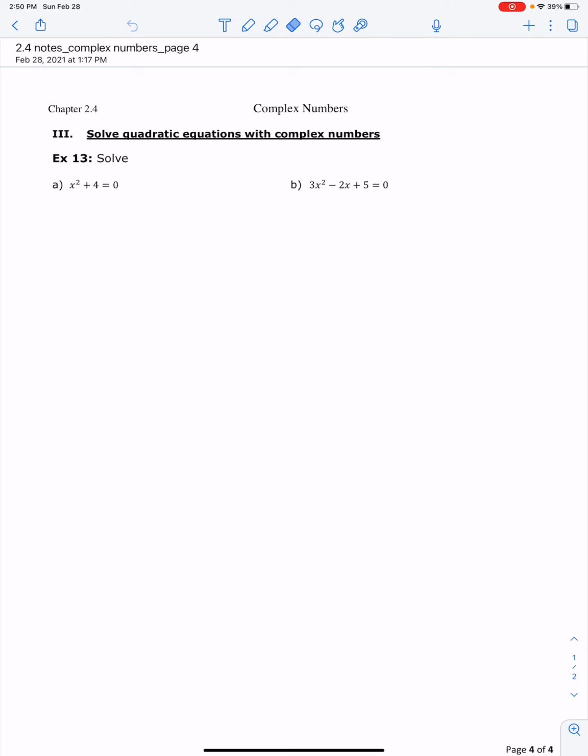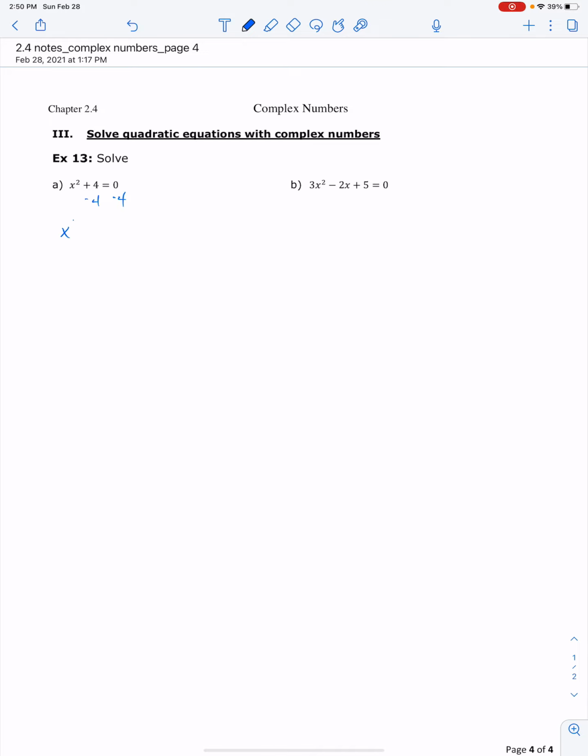These are the 2.4 notes, complex numbers, page 4. Let's take a look at how complex numbers play into solutions for quadratic equations here. So, example 13, A, I don't have anything to factor.